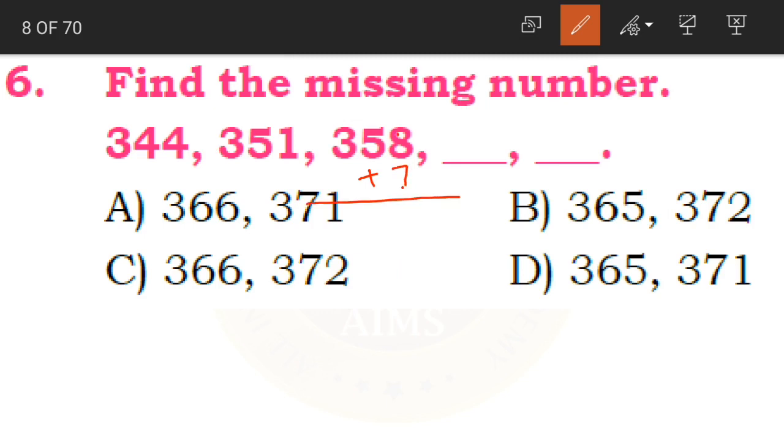358 plus 7. 8 plus 7, 15. 5 here, 1 carried. 5 plus 1, 6, 3. Yes, 365 is our fourth number.